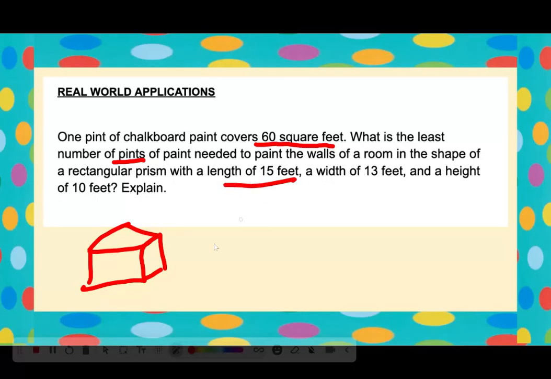Okay. I know the length is 15. I know the width of the room is 13. And I know the height from the floor to the ceiling is 10. So we're painting the walls. We're not painting the ceiling. We're not painting the floor. So we don't need a top or a bottom. We need the front and the back.